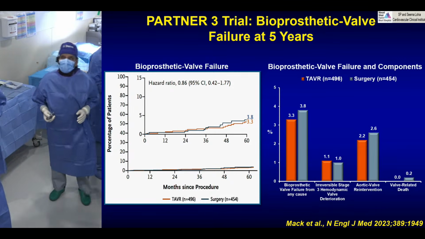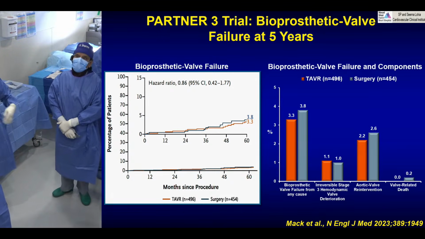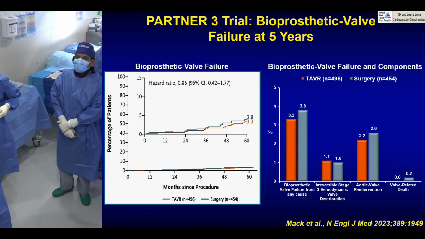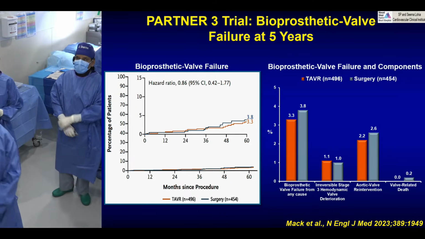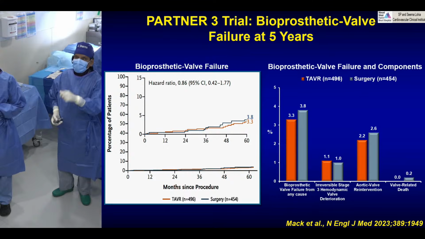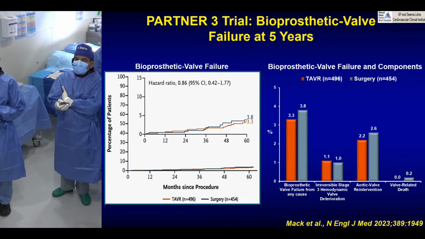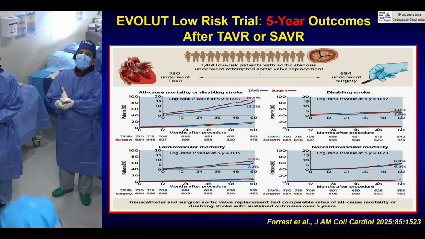Now this individual type of bioprosthetic failure at 5 years is about 3 to 4%, as you see here, and the types, which are reintervention, valve-related death, and bioprosthetic valve deterioration, were identical, whether it's surgery or TAVR.